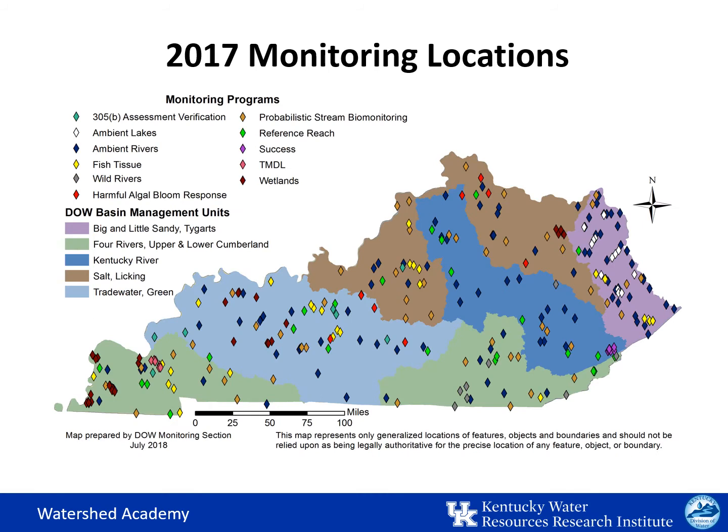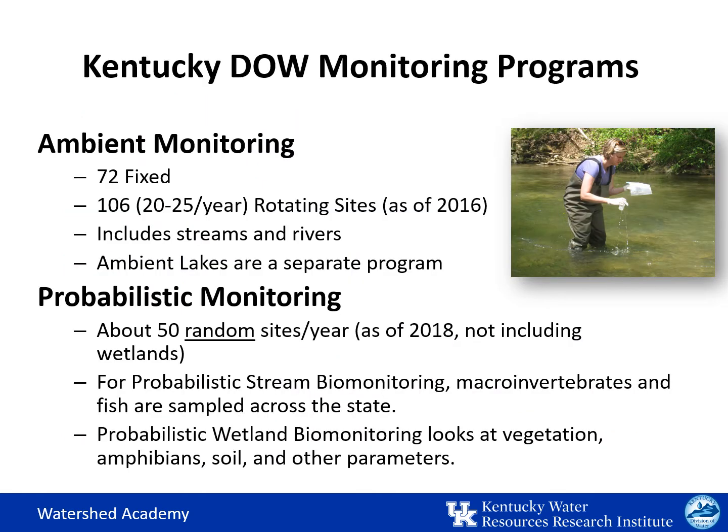This map shows an overview of all types of state monitoring sites throughout the state, with major river basins shown in different colors. Kentucky uses two monitoring approaches: ambient monitoring at sites consistently sampled to observe general water quality conditions and trends. The ambient program uses streams and rivers and a separate program of lakes.